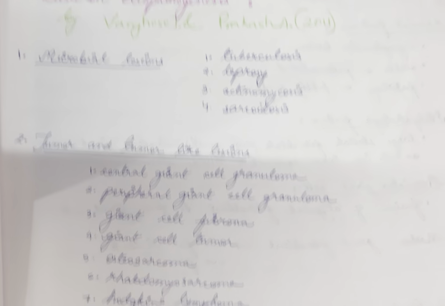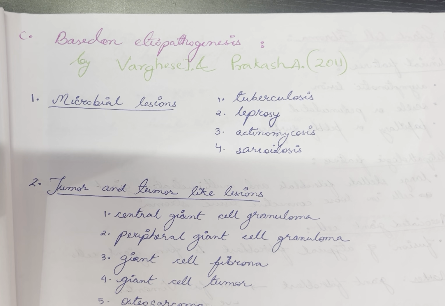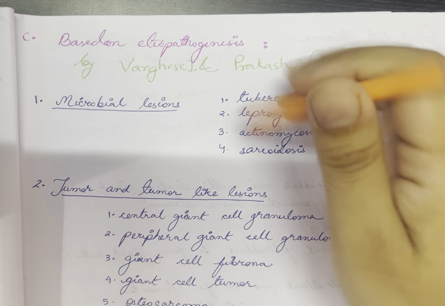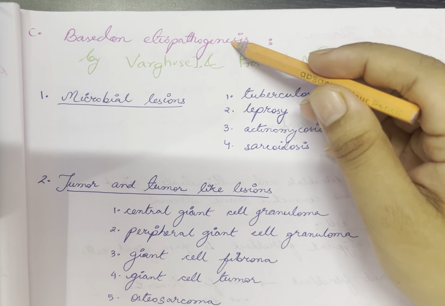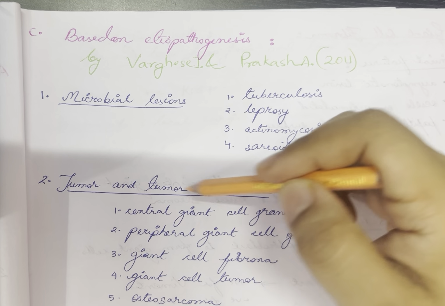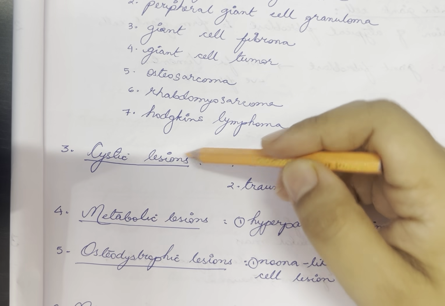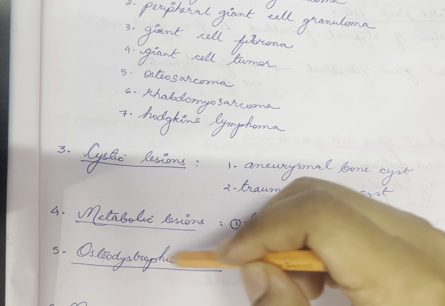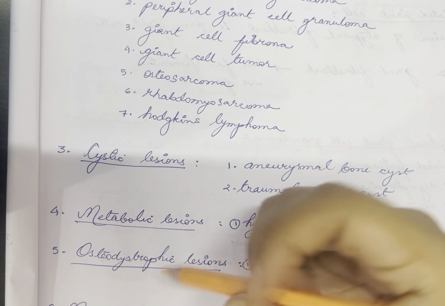Then comes the classification based on etiopathogenesis. This was given by Varghese and Prakash in 2011. Here we divided on the basis of the etiogenesis: microbial lesion, tumor-like lesion, cystic lesion, metabolic lesion, osteodystrophic lesions, and miscellaneous lesions.